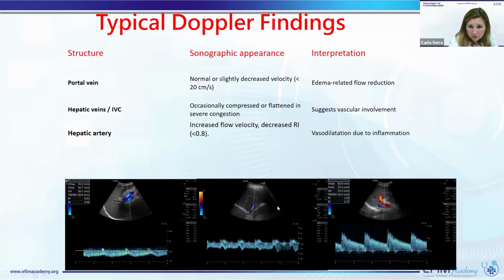And finally, we have also some findings concerning the hepatic artery, and we can see an increase of the flow velocity and a decreased resistive index. We can see here an RI of about 0.72 due to dilatation due to the inflammation.